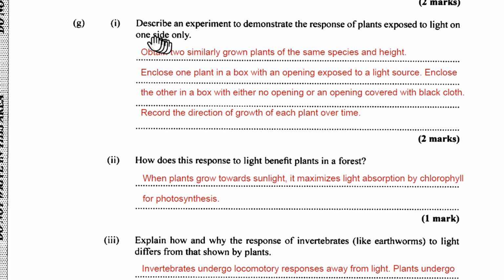Alright, so let's look at G. Describe an experiment to demonstrate the response of plants exposed to light on one side only. You're going to obtain 2 similarly grown plants of the same species and of the same height. You're going to enclose one plant in a box with an opening exposed to a light source, kind of like the previous question. You're going to enclose the other in a box with either no opening or an opening covered with black cloth or opaque cloth so that no sunlight can go through.